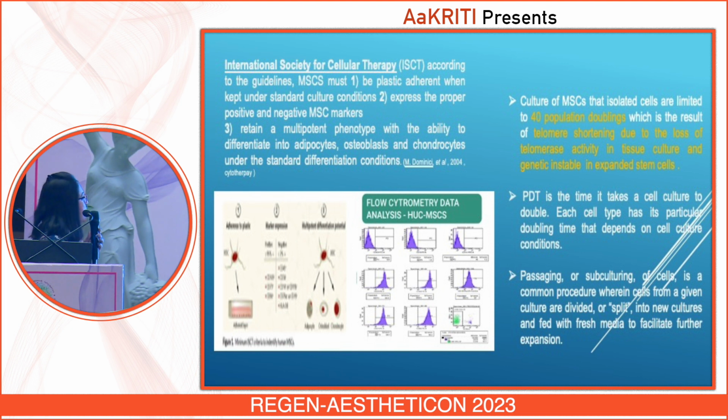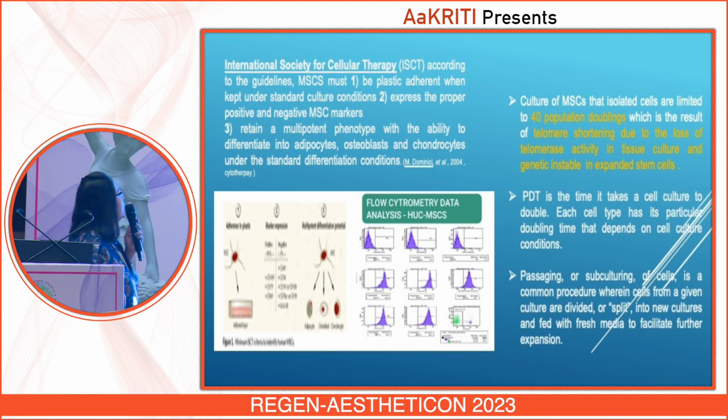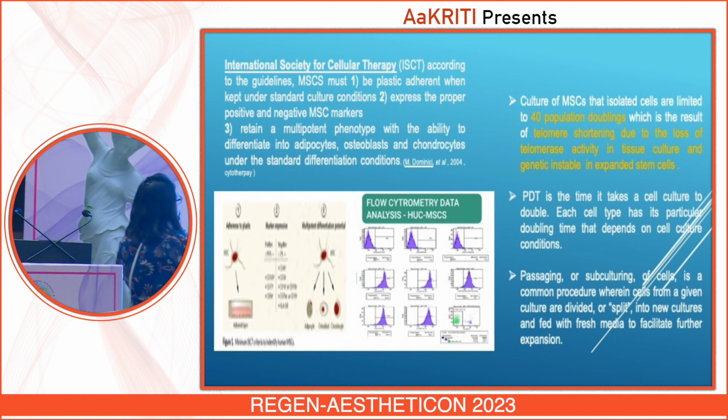So I talk about the cell markers, stem cell markers. The International Society of Cellular Therapy, this is the international community, decided what should be the property of the mesenchymal stem cells. They must be plastic adherent in culture conditions, because we have to do in vitro culture expansion in the lab. These are important things. Another is they should express positive and negative markers.